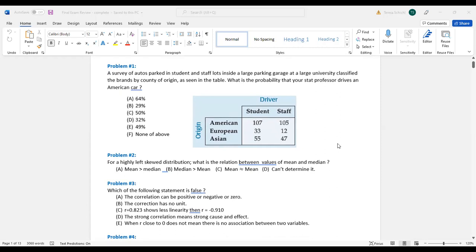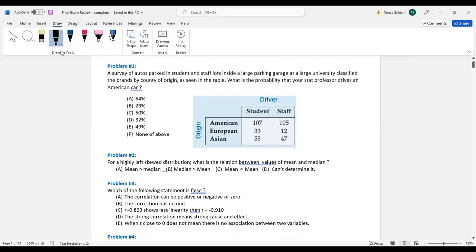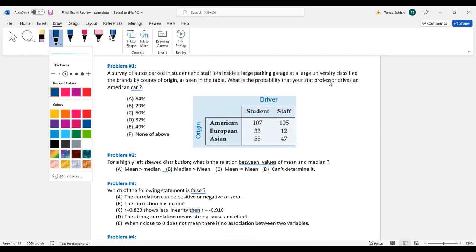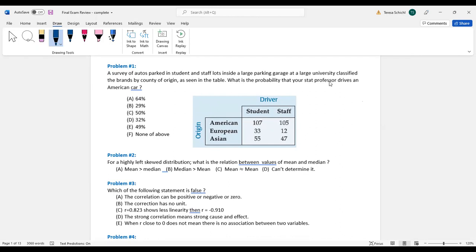All right, so the first problem says a survey of autos parking in the student parking lot, and let me get my color pens. All right, so the student parking lot and the staff parking lot, inside the parking garage in a large university. What is the probability your staff professor is driving an American car? So you are looking for the staff here. Under the staff, total how many staff, and then driving the American car.